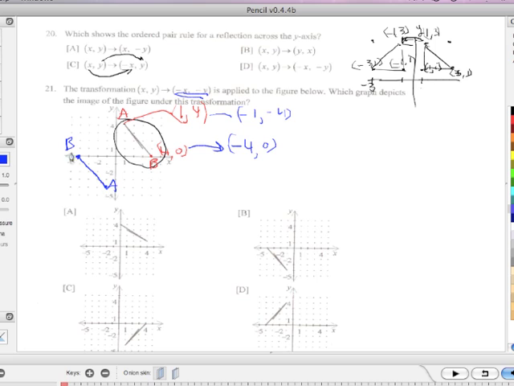It better be in quadrant 3. And this is it right here. That's the only one in quadrant 3. This is in quadrant 1. This is in quadrant 4. That's in quadrant 2. Alright, next page.